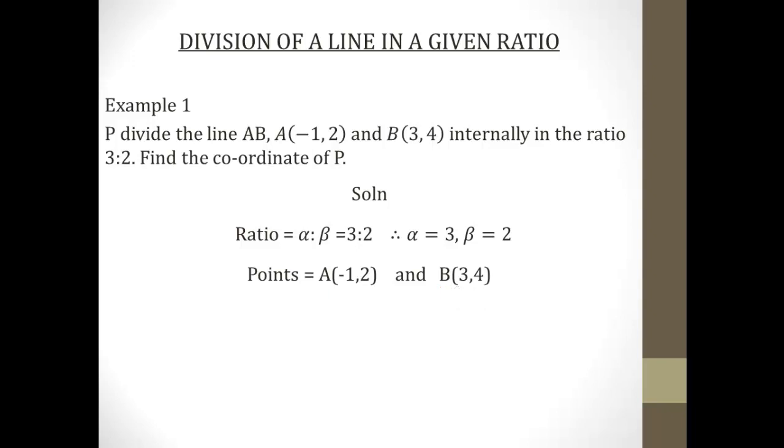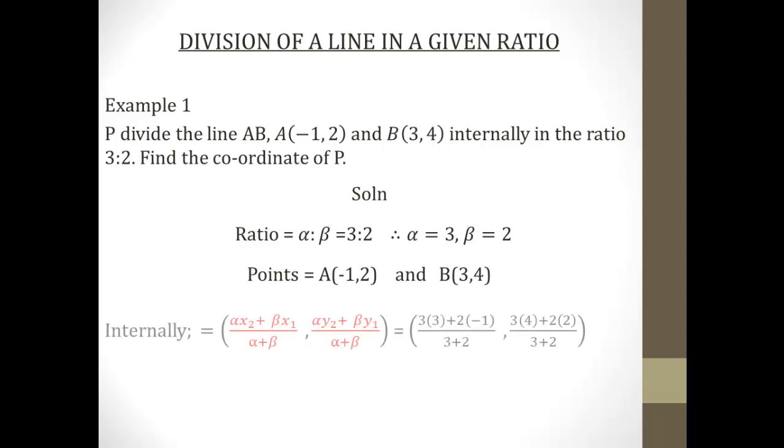So if you can write out this data, your ratio, your points, the next thing is to write the correct formula for solving internal ratios. So this is the formula for solving internal. So we know alpha to be 3, we know beta to be 2, we know x1 to be -1, we know y1 to be 2, we know x2 to be 3, and then we know y2 to be 4.